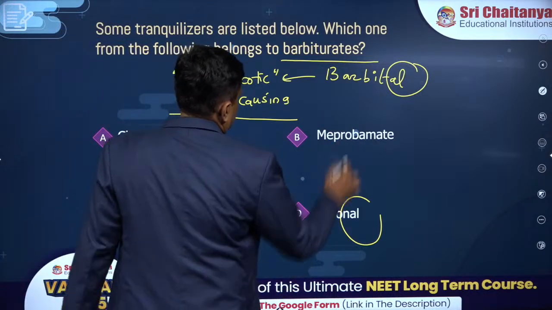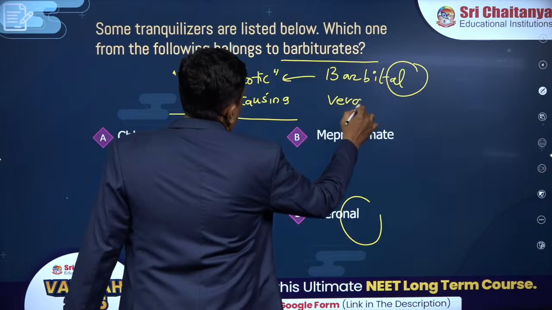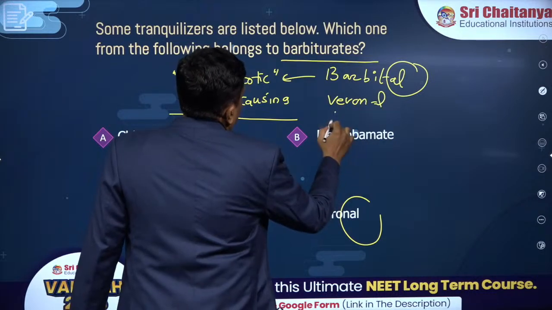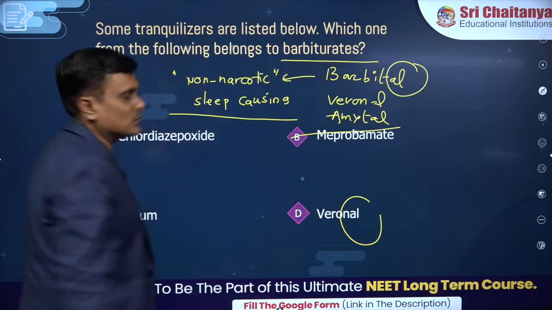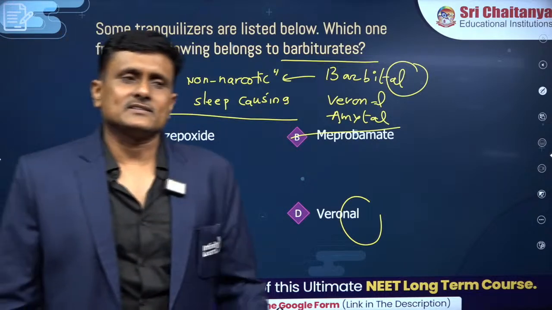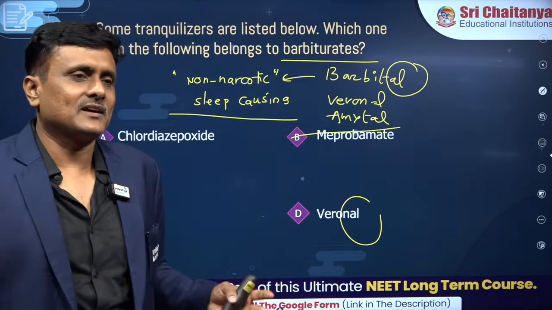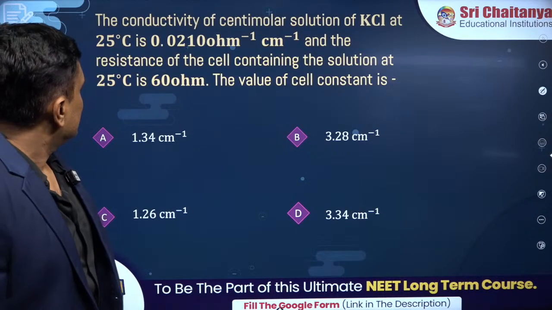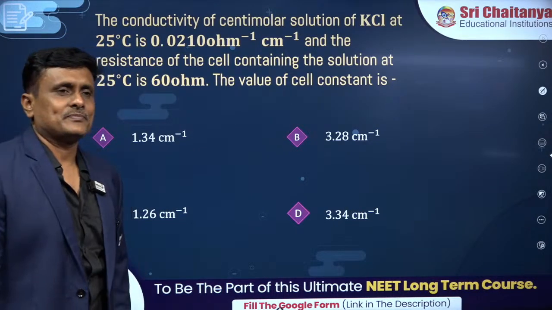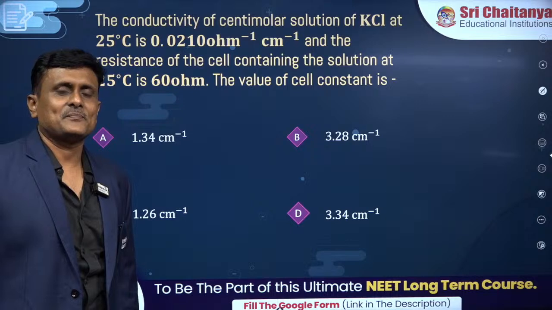One, barbital, veronal, butabarbital or amytal. These 3-4 examples I want you to make a note. Okay, you can't take any chance, I told you. These are there in the other entrances, so let's be prepared for the worst. Alright, now electrochemistry. I think it is there in the syllabus, Bhavani.